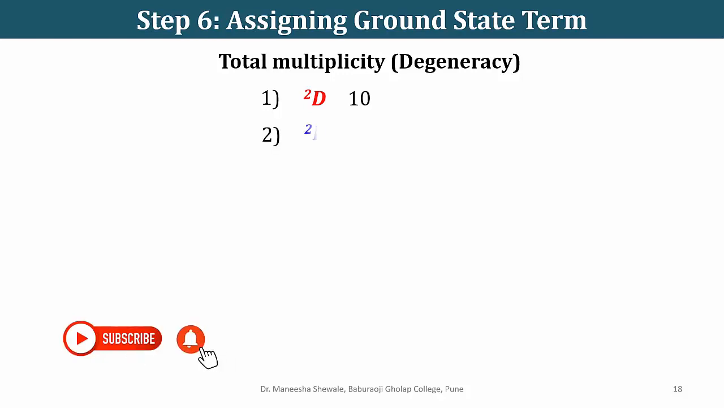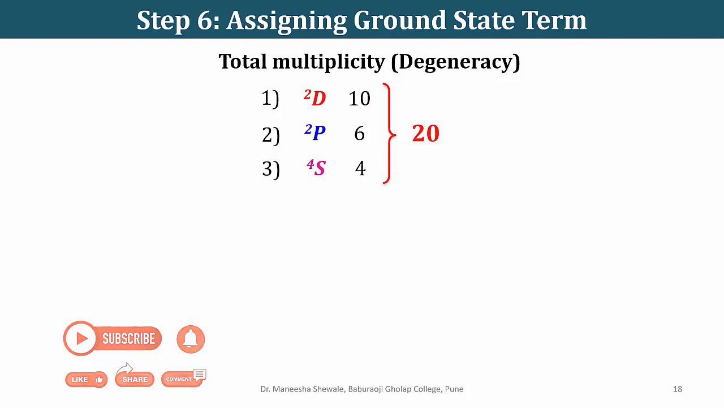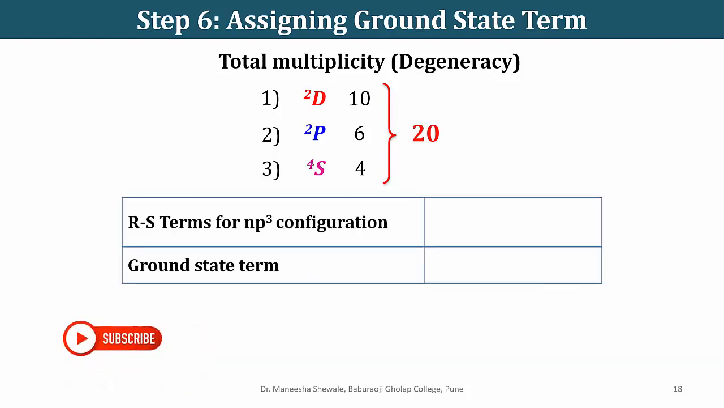The total multiplicity or the total degeneracy we will calculate here. For the doublet D term, the degeneracy is 10. For doublet P, it is 6. For quartet S, it is 4. So the total is 20. So the RS terms for the np3 configuration are doublet D, doublet P, and quartet S.